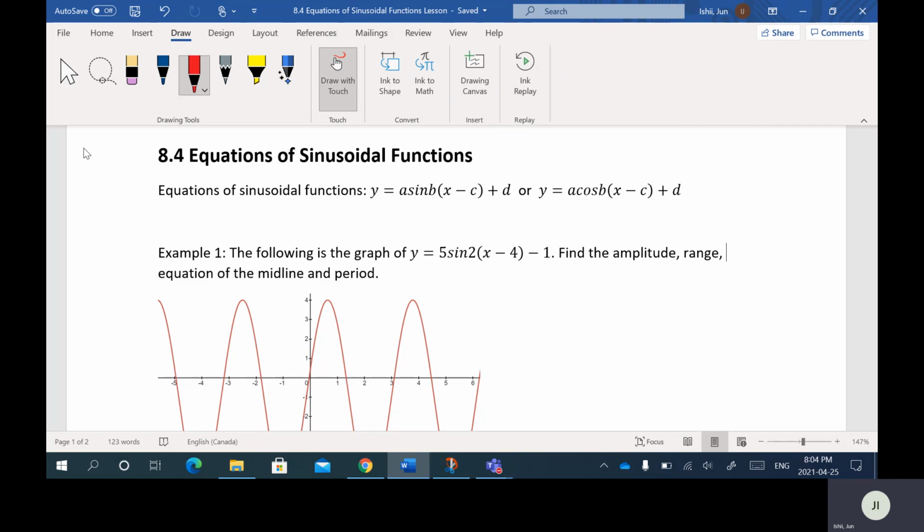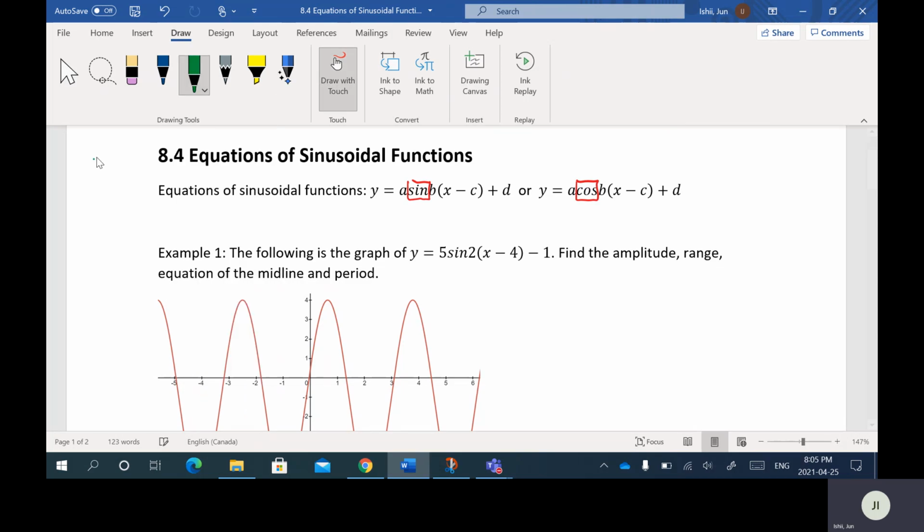sinusoidal functions are of these forms here. The key thing to notice is that there's sine and cosine. Sinusoidal functions are sine and cosine graphs if you were to use those functions. The graphs themselves are very similar to each other, where they have this kind of wavy graph to it.